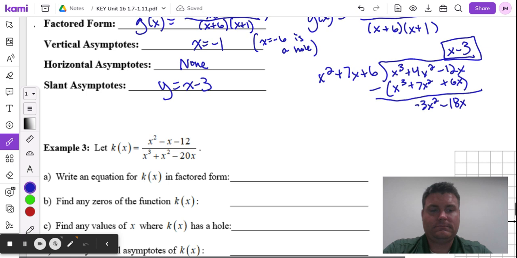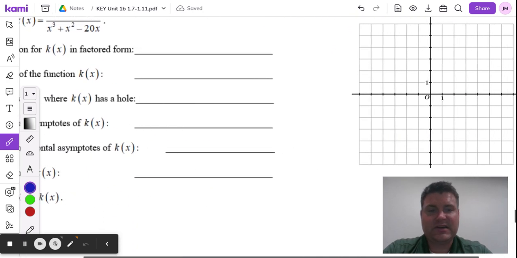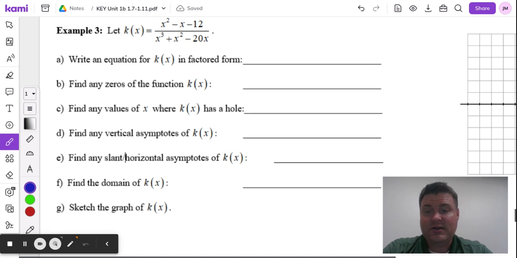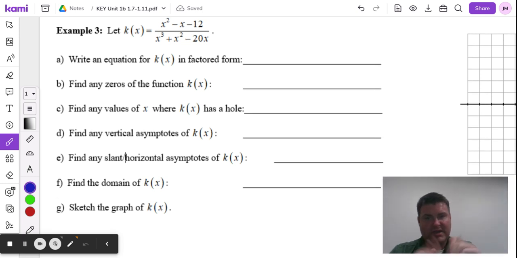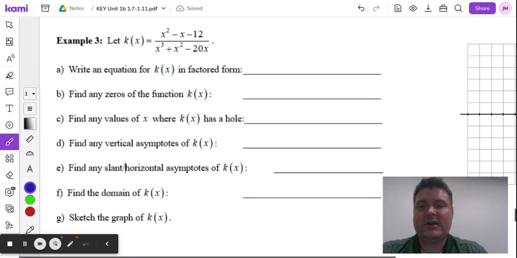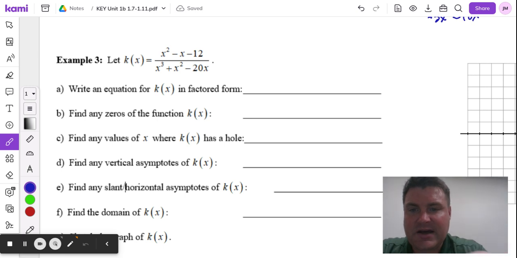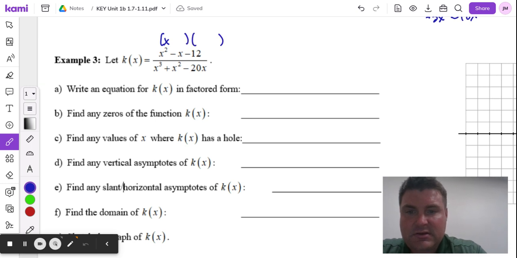Okay. Let's move on. This wants me to sketch, so we're going to put everything together here. Write an equation for k of x in factored form. So real quick, the top does factor as x minus 4 times x plus 3. The bottom factors as, I can take out an x, by the way, so I'm left with x squared plus x minus 20. I'll put my factored form over here.